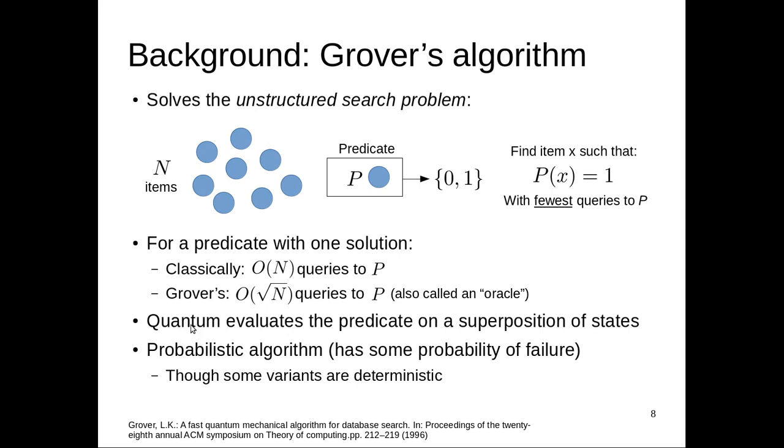The way we do this is through evaluating the predicate on a superposition of states. And another thing is Grover's algorithm is probabilistic in nature, so it has some probability of failure, although there are some variants that are deterministic, which I won't be talking about here.